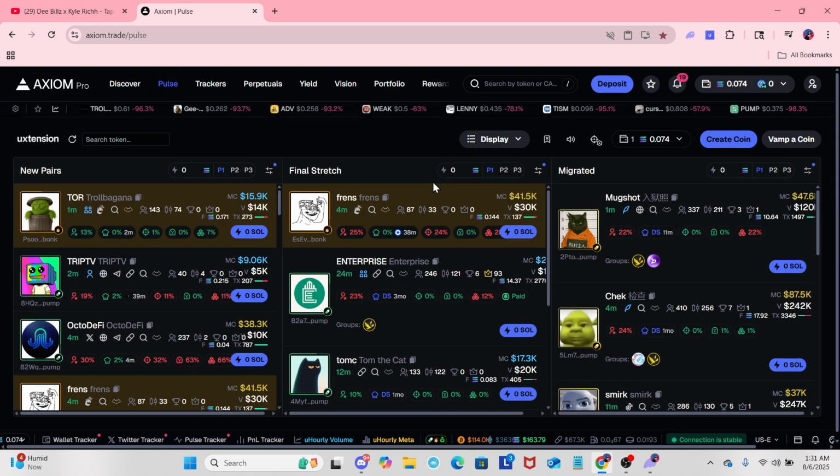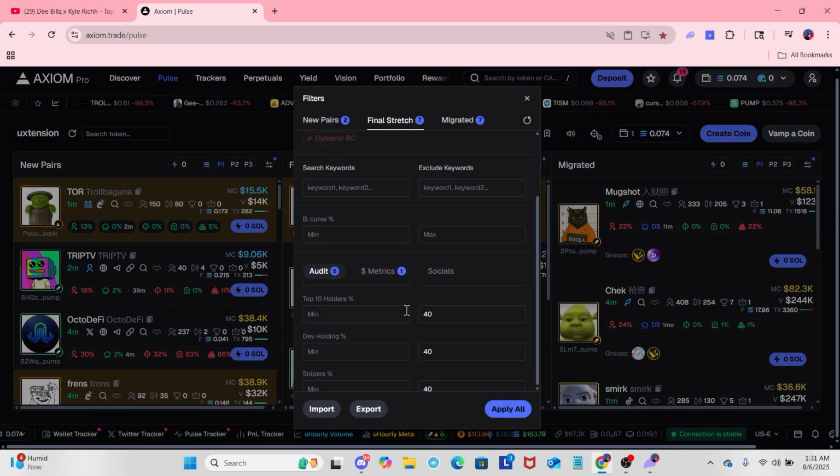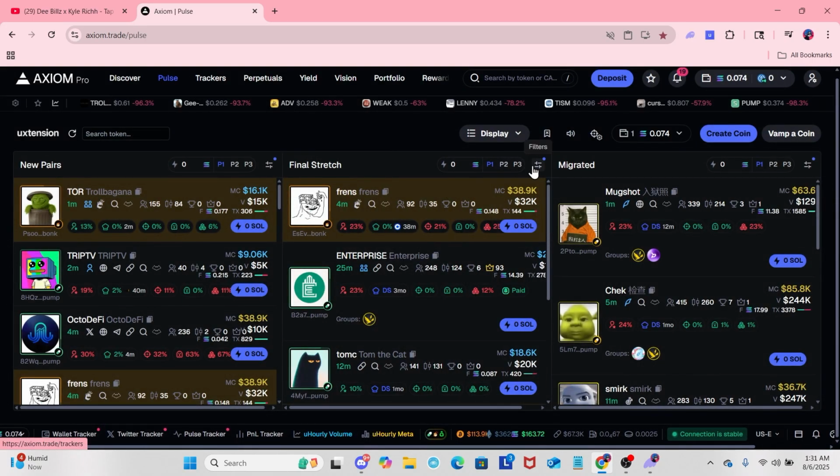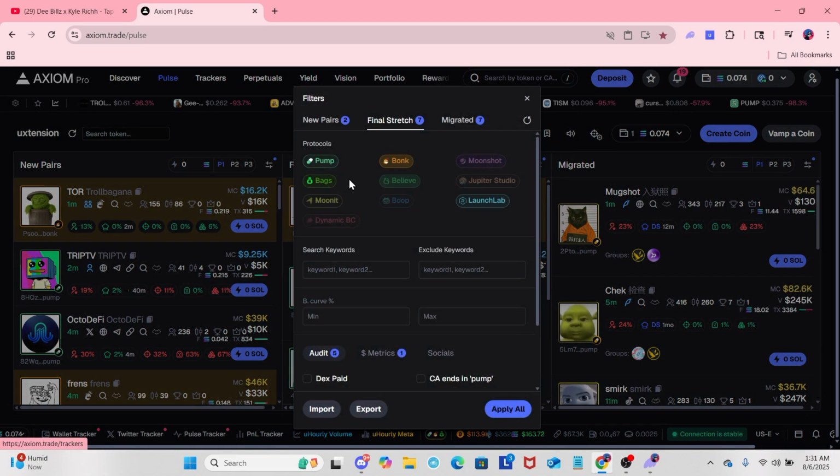Final stretch is really just, I'm gonna break it down. So we start with the final stretch. Same stuff up here, I only have a couple things up here. Maybe I'll turn on bags. Not that many people really have bags open, but I know sometimes some coins pop out. At this moment I didn't really have it on because Bonk and Pump are really the only things pumping like crazy. They're the only things that are running.